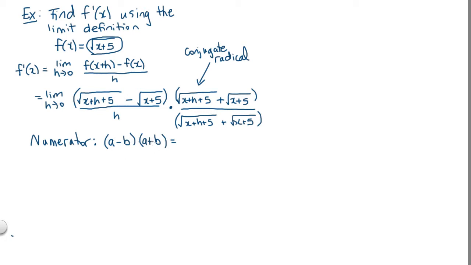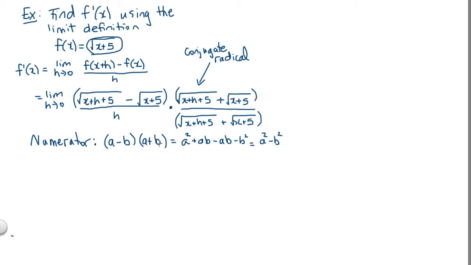So if we were to FOIL this out, you might already recognize it's going to be just a difference of squares. We're going to have a squared, and then we'll have plus ab, minus ab, and then minus b squared. So a squared minus b squared, just our usual difference of squares formula.